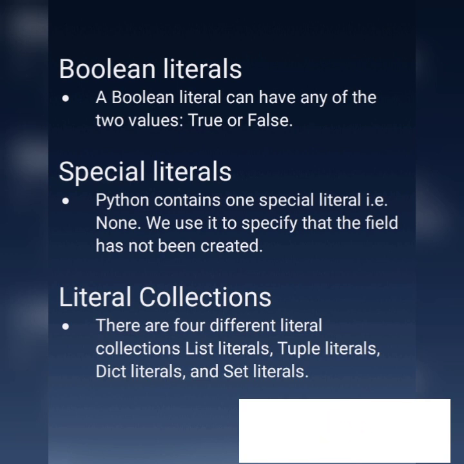And special literals. Special literals in Python contain one special literal, that is None. When we use this, it means the field has not been created. Next, literal collections. There are 4 different literal collections: list literals, tuple literals, dictionary literals, and set literals. I will explain all these, list, tuple, dictionary, and sets, in data types.